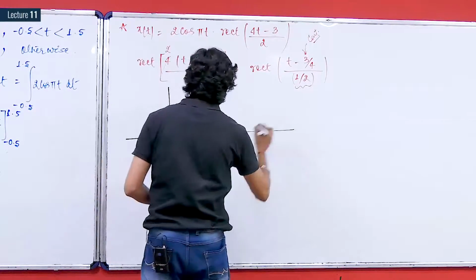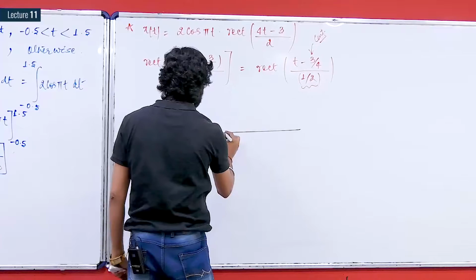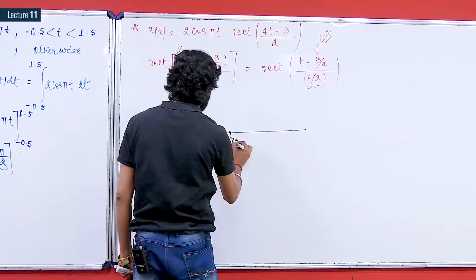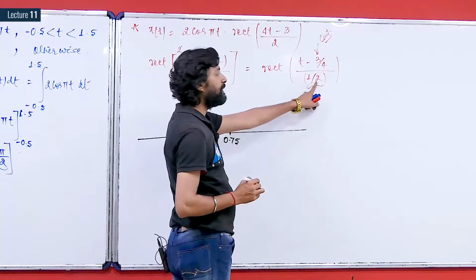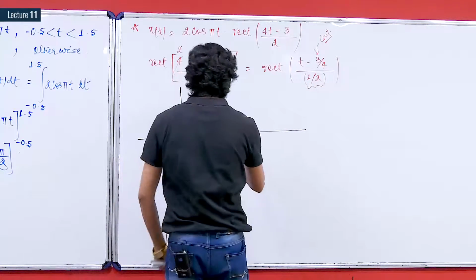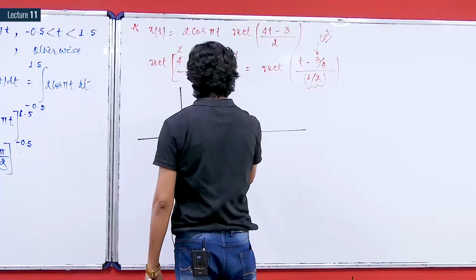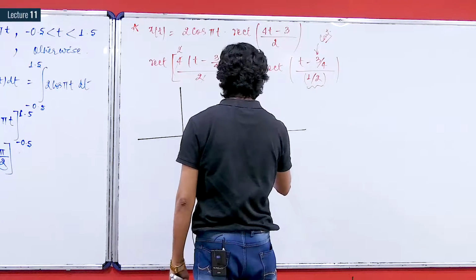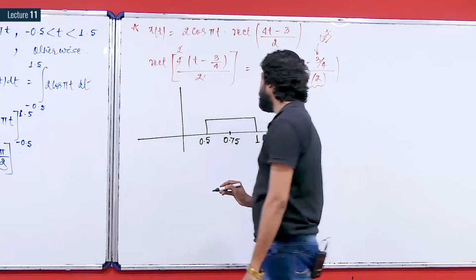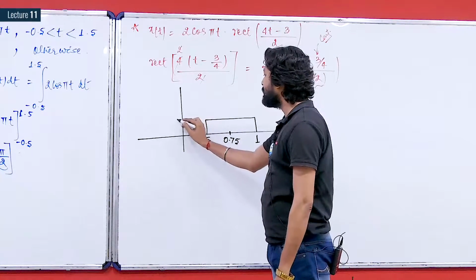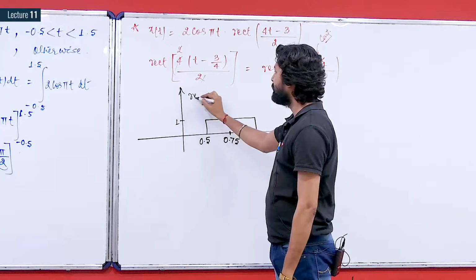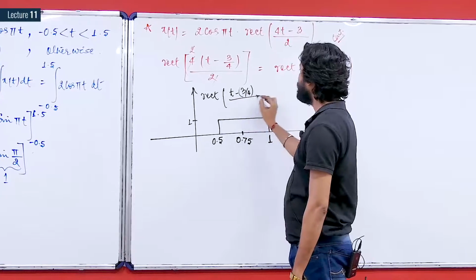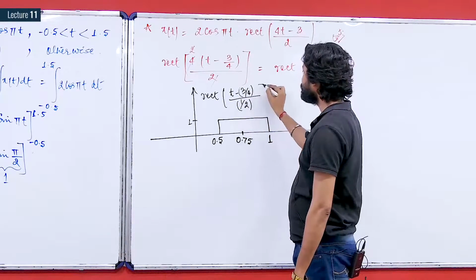Now if we are going to plot this rectangle, then this rectangle is going to be centered at 3/4, that is 0.75, and we have to take a total width of 0.5. It means now 0.25 width will be on each side. It means this point will be 0.5 and this point will be 0.75 plus 0.25, that is 1, and this amplitude is 1. This is your signal rect((t - 3/4)/(1/2)).